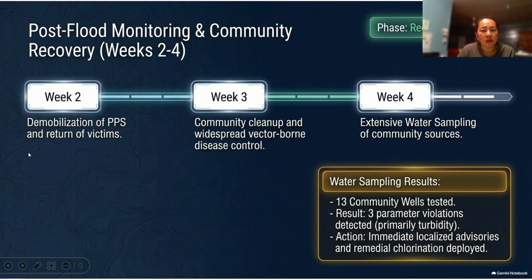For post-flood monitoring and community recovery from week 2 until week 4. During week 2, the evacuation centers were demobilized and victims returned home. During week 3, community cleanup activity and vector-borne disease control continued. By week 4, extensive water sampling was conducted. 13 community wells were tested and 3 parameter violations were detected, mainly involving turbidity. Localized advisory and remedial chlorination were then carried out as corrective action.